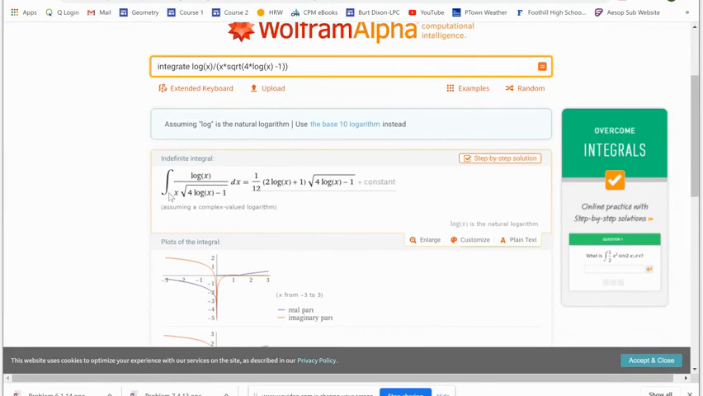And so it wrote the integral correctly. Notice here there's a note. It says assuming log is the natural log. And so this is the answer it gives us, 1/12 times 2 natural log x plus 1 times the square root of 4 natural log x minus 1. So you can compare that to what you typed in and what you might have gotten as your answer.